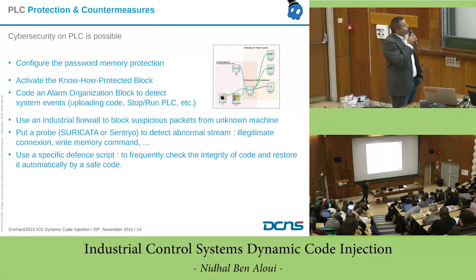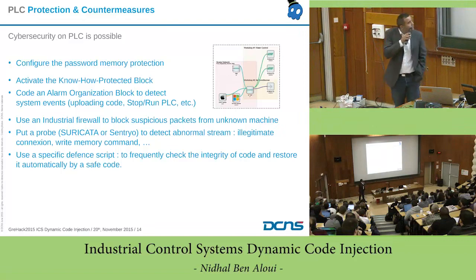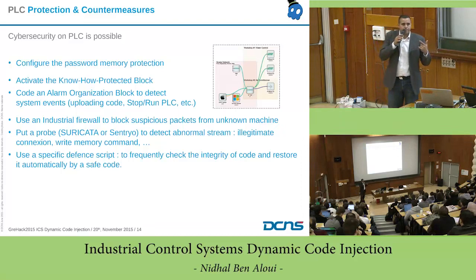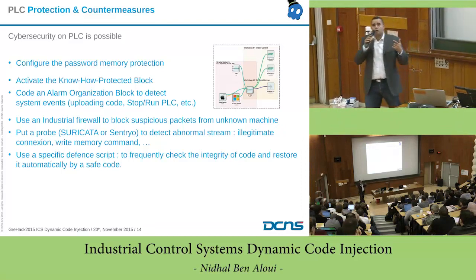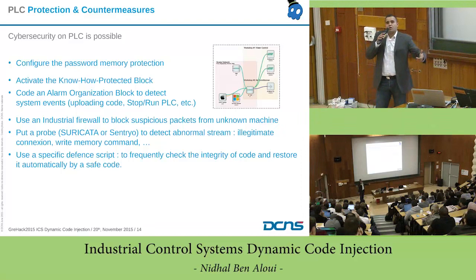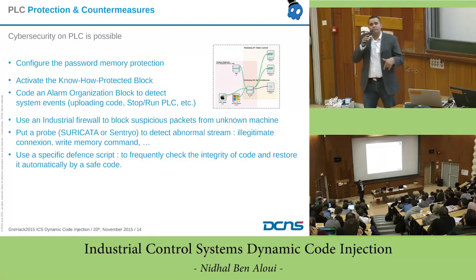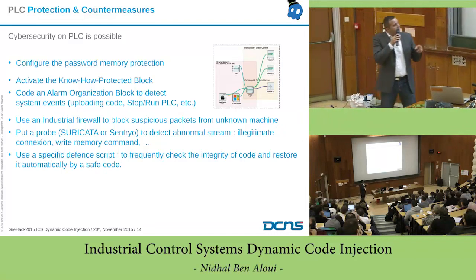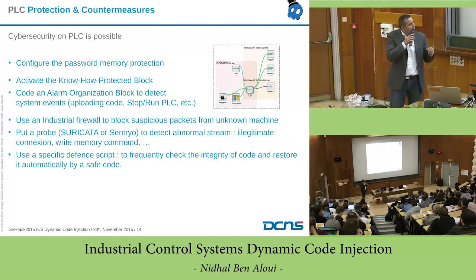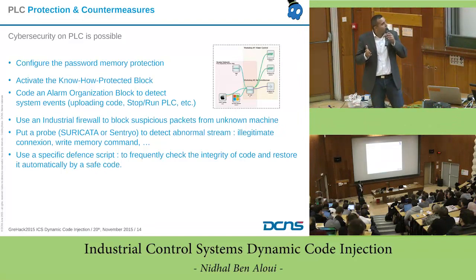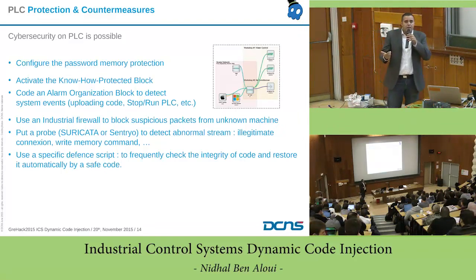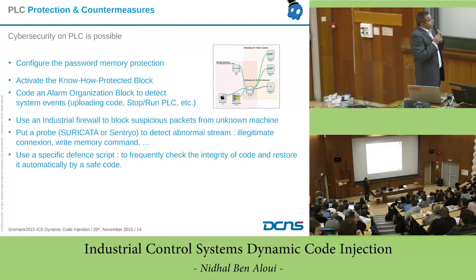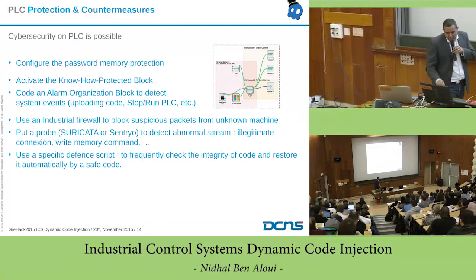And at the end, we developed a specific script in Python, which frequently downloads all the source code from the PLC. We compute the integrity checksum with SHA-256, and if there is a difference in the integrity check, we dynamically restore the original program onto the PLC. So this works very well. It's a small cyber resilience action.